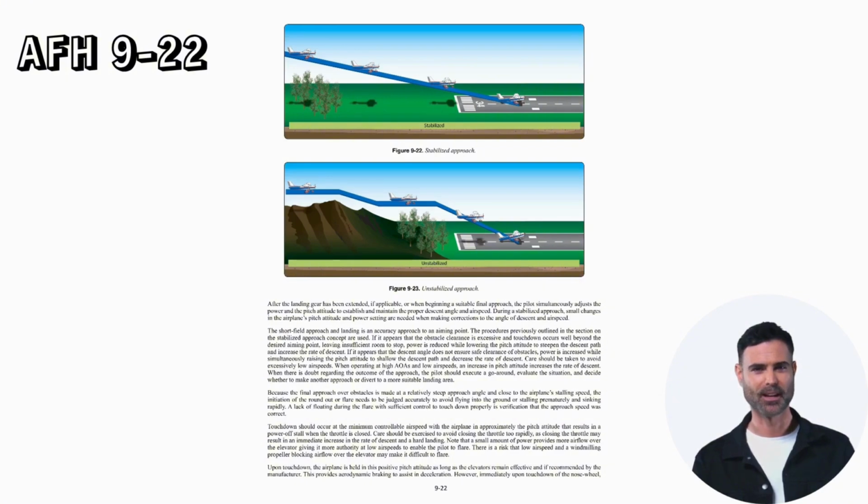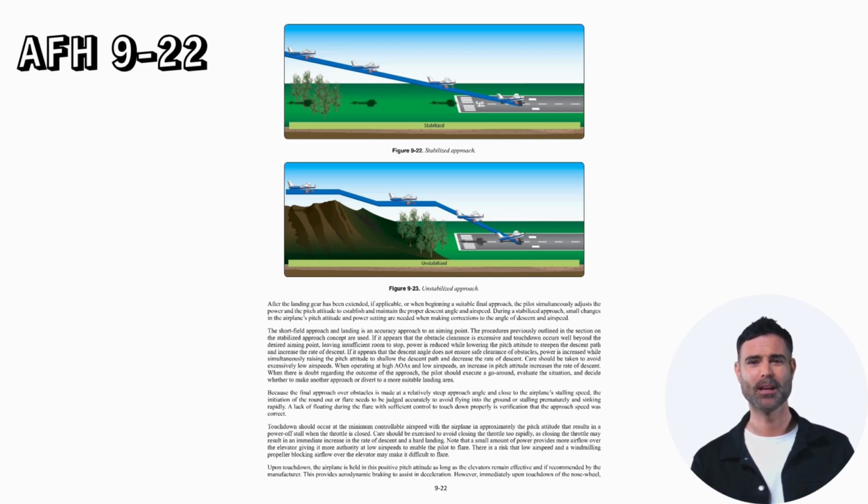After the landing gear has been extended, if applicable, or when beginning a suitable final approach, the pilot simultaneously adjusts the power and the pitch attitude to establish and maintain the proper descent angle and airspeed. During a stabilized approach, small changes in the airplane's pitch attitude and power setting are needed when making corrections to the angle of descent and airspeed. The short field approach and landing is an accuracy approach to an aiming point. The procedures previously outlined in the section on the stabilized approach concept are used.